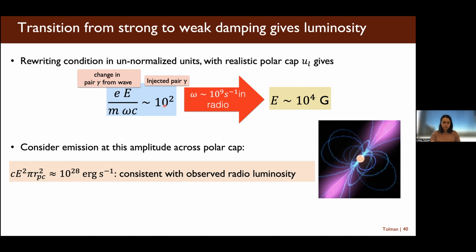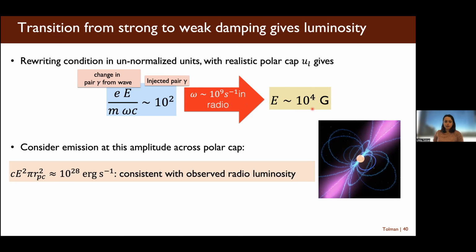So I can do this in the blue box here, where I've unnormalized my units, and I've balanced the change in pair Lorentz factor with the injected pair Lorentz factor. And I put in a value of frequency typical for radio emission, and then you can find an amplitude of your plasma waves.